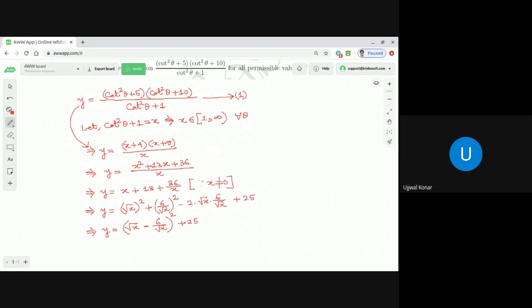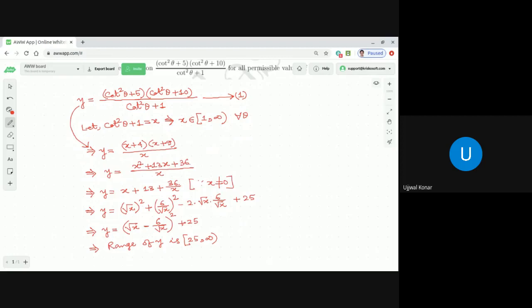Now for any x from 1 to infinity, as you see above in the domain of definition, square root of x minus 6 by square root of x whole square should always be greater than or equal to 0, right, dear students? Correct or not? So that means the range of y is the closed interval 25 up to infinity. Any doubt, dear students? Is it absolutely clear?